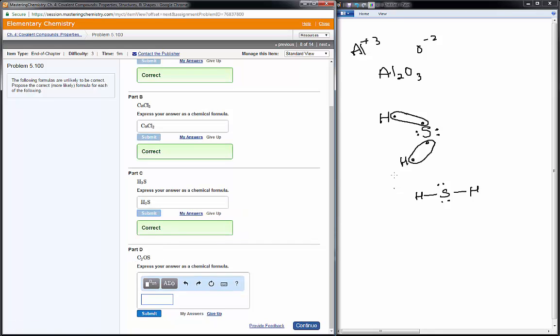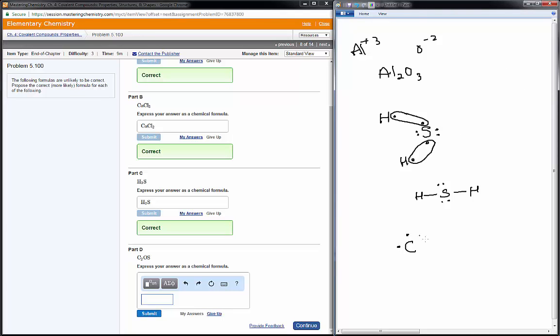This last one is a little bit trickier, but we can still do kind of the same thing. C2OS. If we've got carbon, he comes in with 4 electrons. And oxygen comes in with 6. And sulfur comes in with 6.